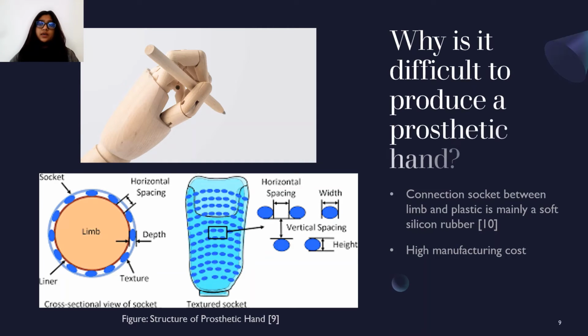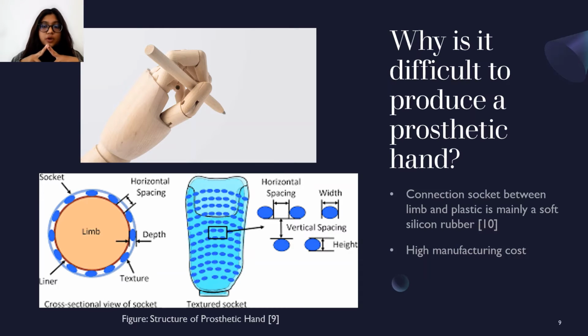So why is it difficult to produce a prosthetic hand? Most prostheses that we think of today are composed of three separate parts. The most important part is that they contain a custom fitted socket that attaches to the lost limb, which typically connects to a body or an internal structure.